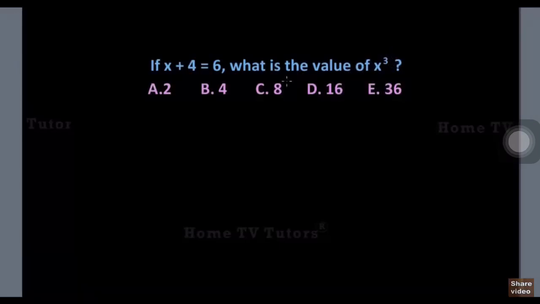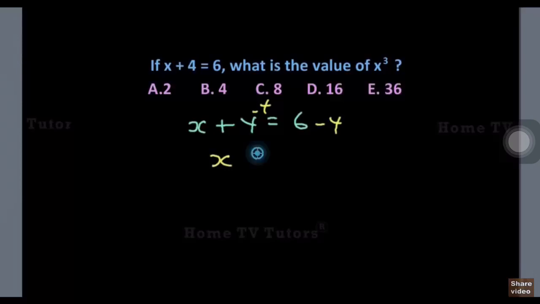The next question: if x plus 4 is equal to 6, what is the value of x raised to the power of 3? Just like we had to subtract in the last question, we subtract from both sides. So we are doing the same thing here. x plus 4 minus 4 equals 6 minus 4. 6 minus 4 gives us 2, because 4 minus 4 gives 0, so there's no need to put it. So x is equal to 2.